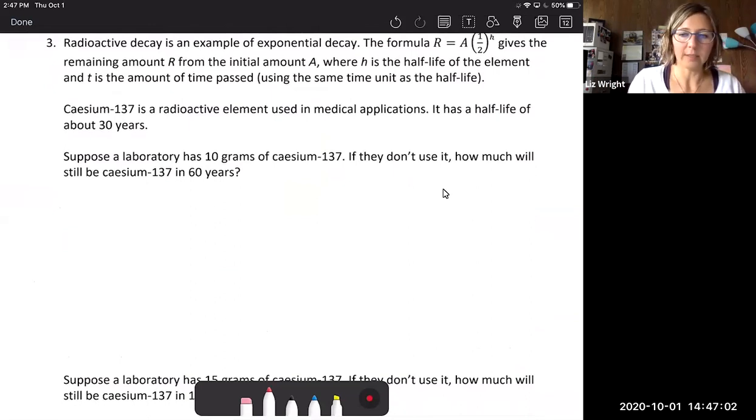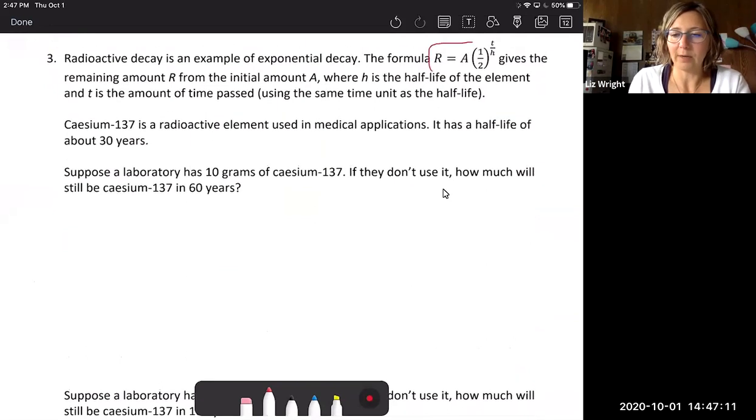So we're looking at radioactive decay now and half-life. So here we've got the formula. It gives it to us right here. And it gives the remaining amount R from an initial amount that's given. And the H is going to be the half-life of the element, and T is the amount of time passed.